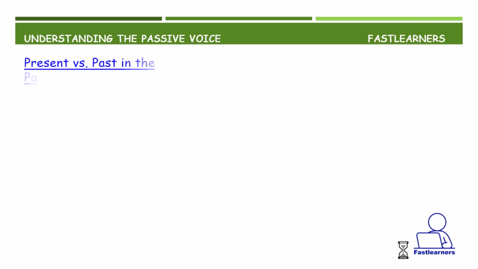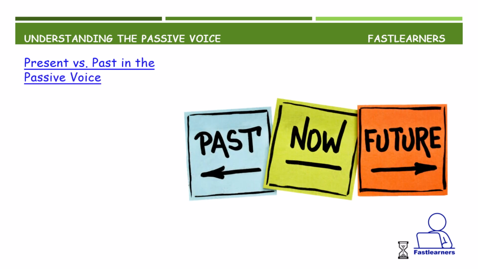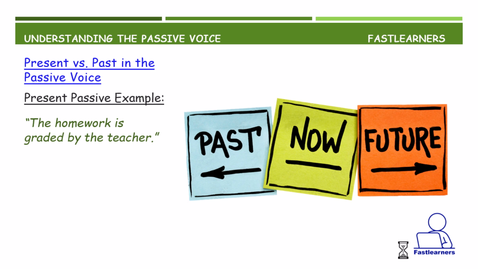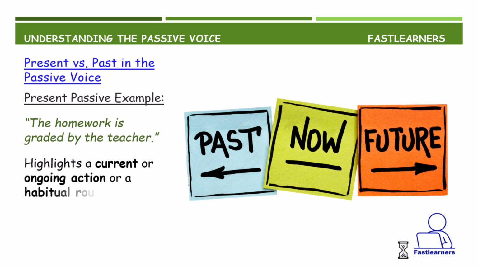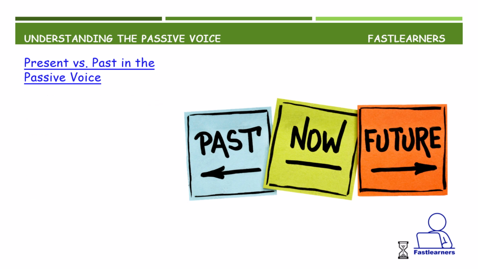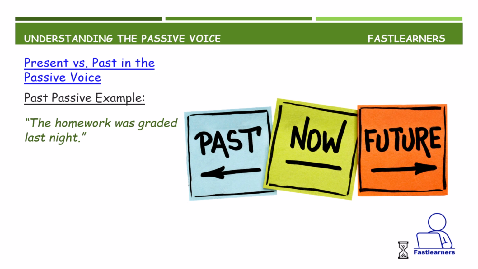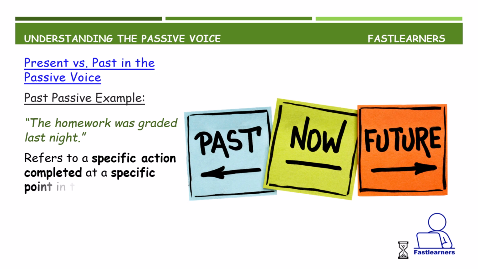Present versus past, in the passive voice. Present passive, example: The homework is graded by the teacher. This sentence highlights a current or ongoing action or a habitual routine. Past passive, example: The homework was graded last night. Refers to a specific action completed at a specific point in the past.